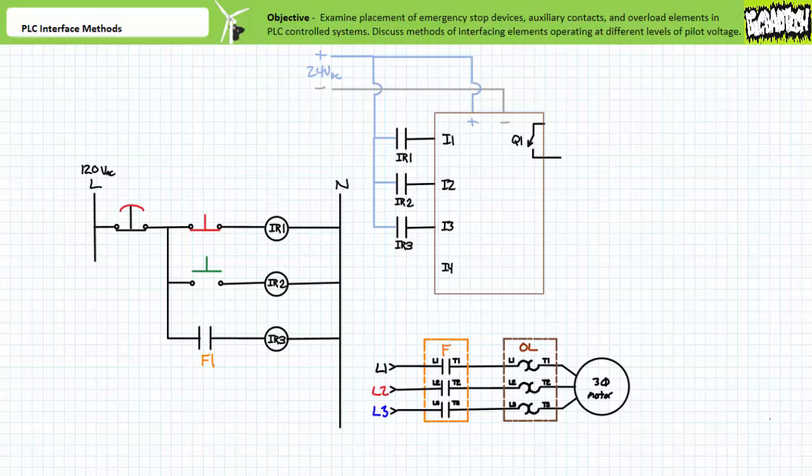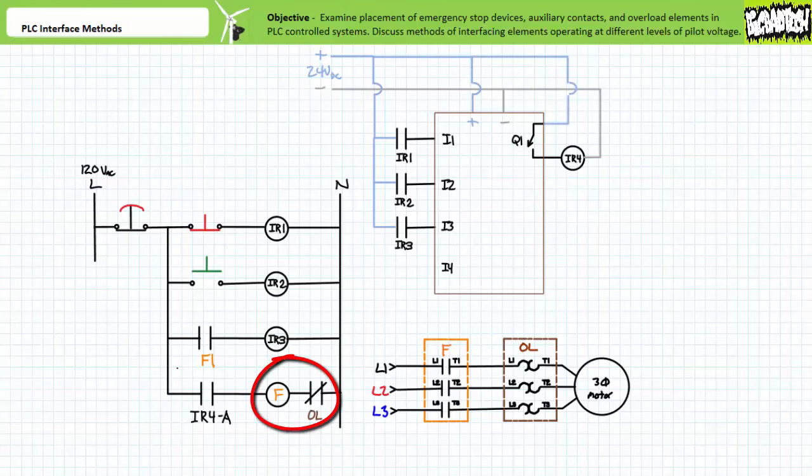A similar methodology is used when interfacing field output devices with a PLC operating at different pilot level voltages. Let's assume the F contactor coil is 120 volt AC rated. To interface the 120 volt AC rated F contactor coil in series with a normally closed overload element with the PLC operating at 24 volts DC, one would hardwire the PLC Q1 output such that it selectively energizes or de-energizes the 24 volt DC rated coil of interposing relay IR4.